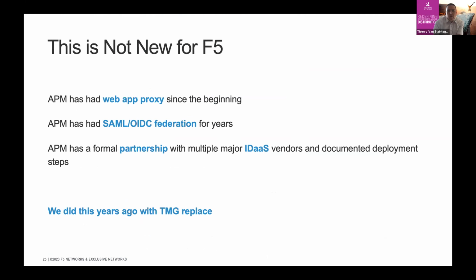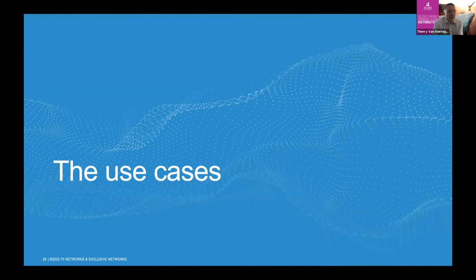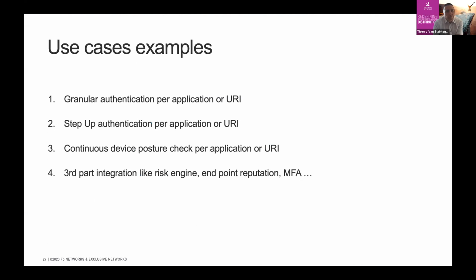So this is not new for F5, and that was always the case, what we did in the past also with F5. We have also replaced many TMGs, and we have installed already many APM systems. So how can we now achieve the zero trust system from F5 itself? And therefore, we are going to show you some use cases.